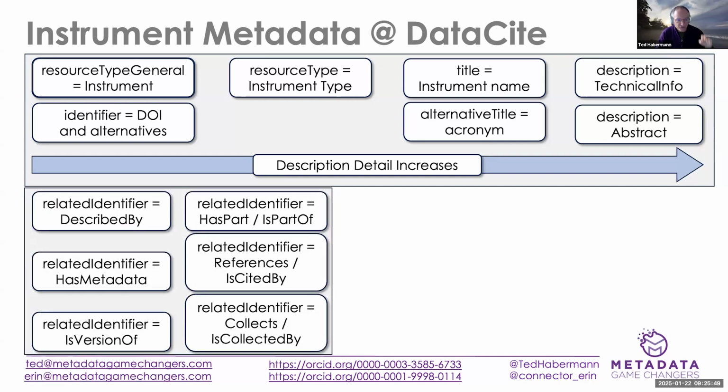I mentioned connections done by related identifiers, and these are connections to other things. They could be connections to papers, presentations, all kinds of things, software, etc. And they have types, they have relations. So: described by, has metadata, is version of, has part or is part of. There are a lot of instruments that are nested among each other.